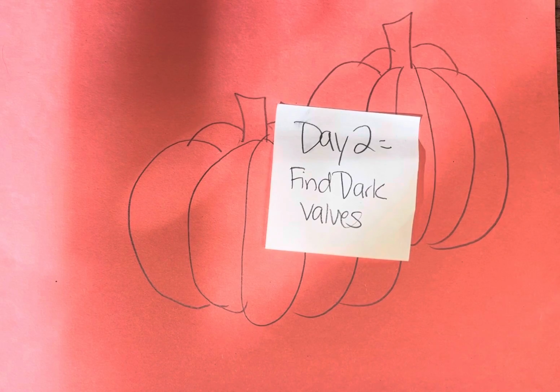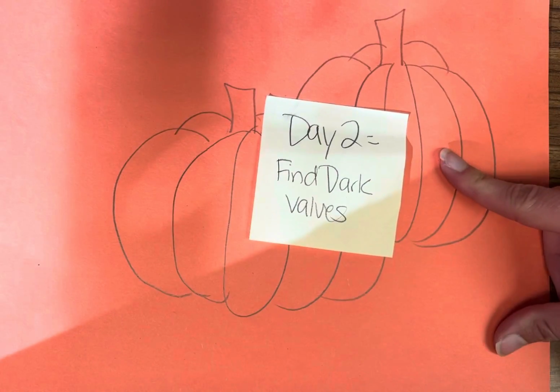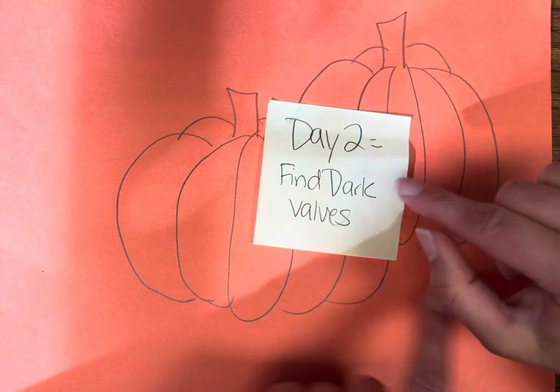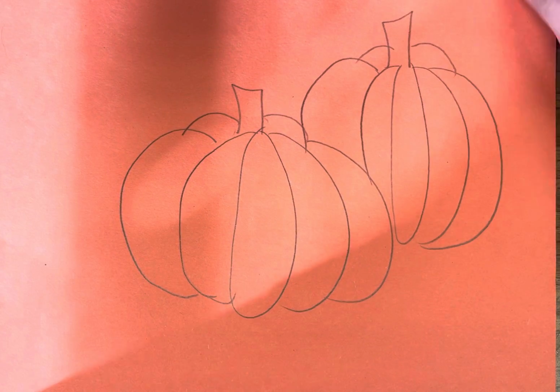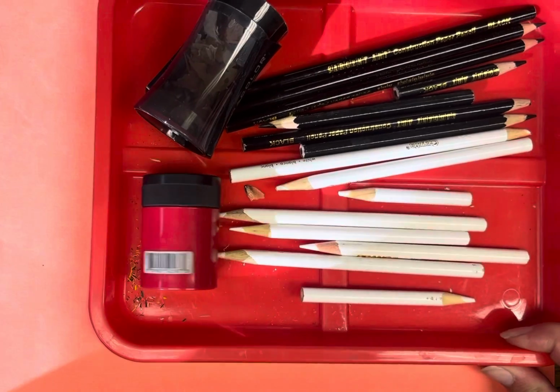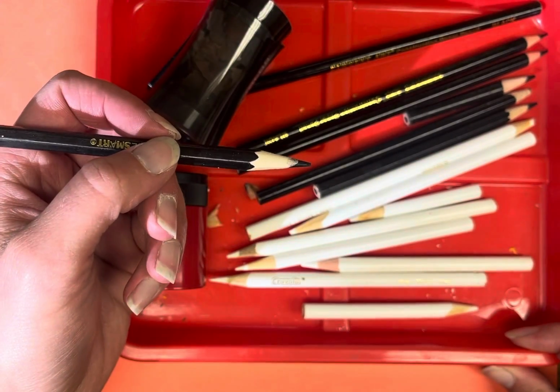We are on day 2. So for today's goal, you are going to find the dark values of your pumpkin. You should already have a minimum of 2 pumpkins drawn out on your paper. So when we are thinking of dark values, refer back to the first intro video. You will be using black and white only. Today we will start with black because this will create our darkest value.